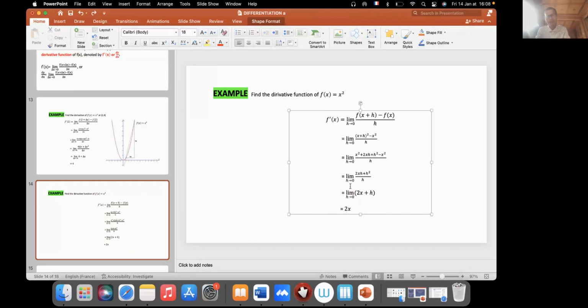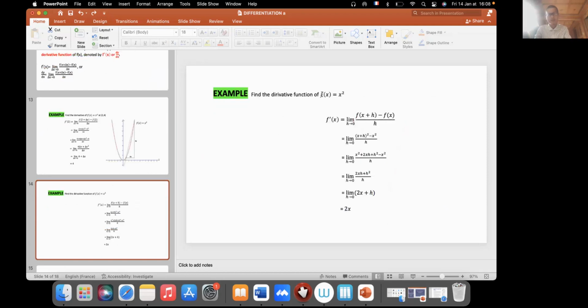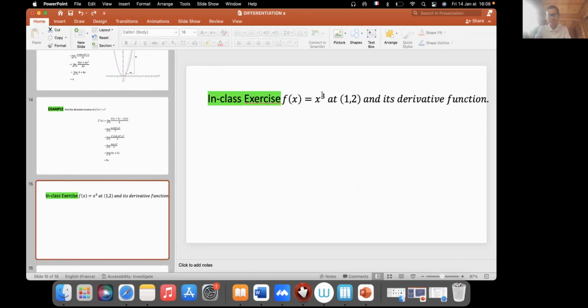So again, this is an application of two-step differentiation, right? Now, this is our in-class exercise. Two students will be required to work on the blackboard. Others, please finish on your own, okay? And we will mark and read your answers, okay?